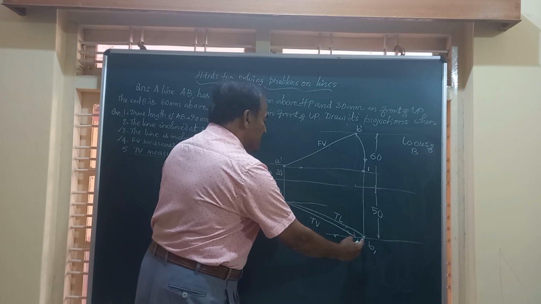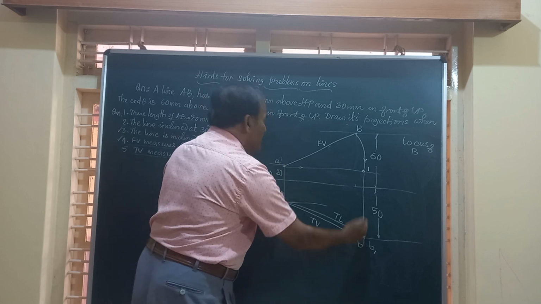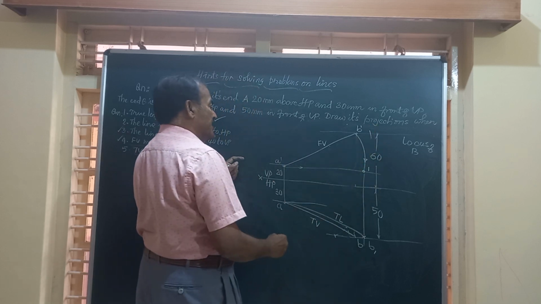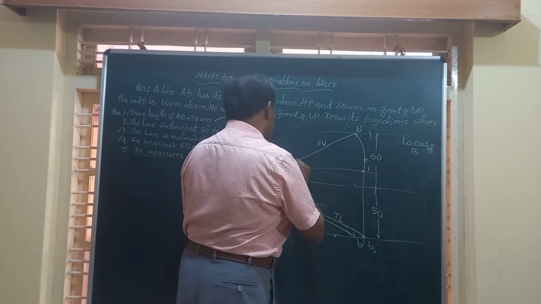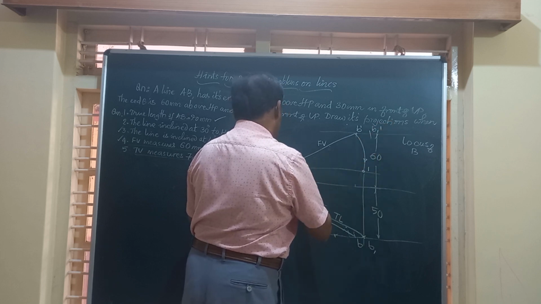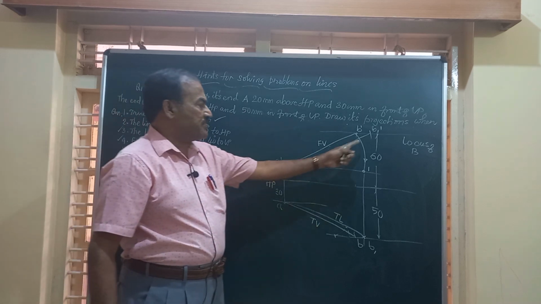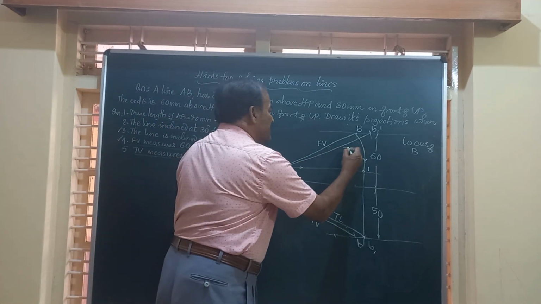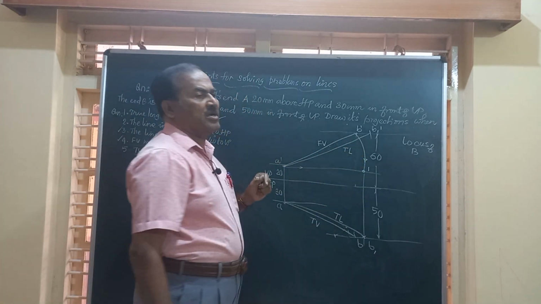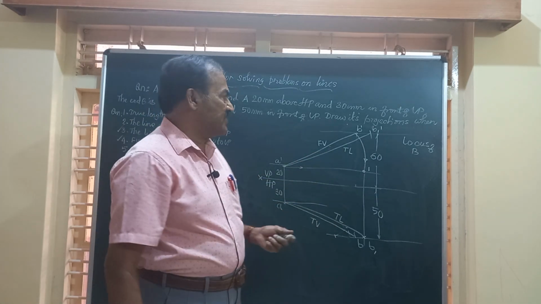The true length remains the same. Take A dash as center and AB1 as radius. You mark an arc to cut the locus of B' at this point B1 dash. Friends, the line A dash B1 dash represents the true length of the line. So you got the front view, top view, and the true length of the line.